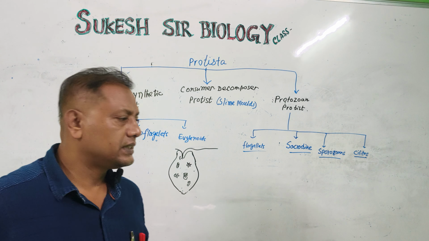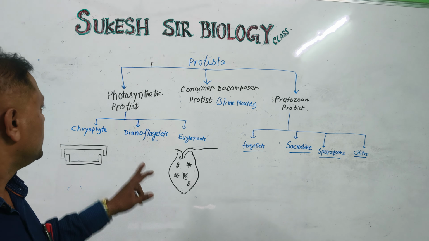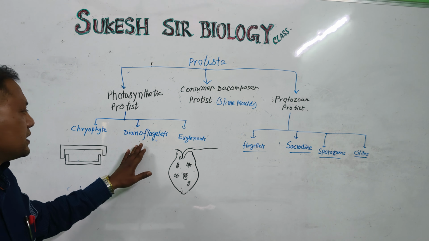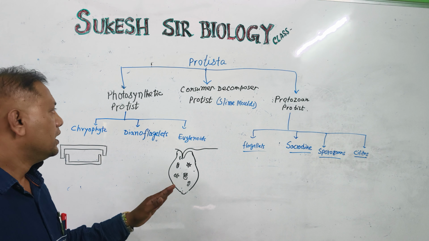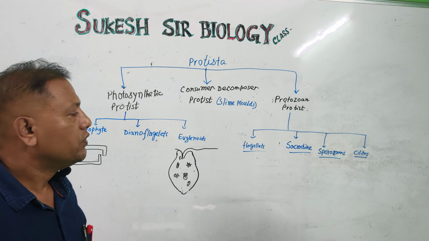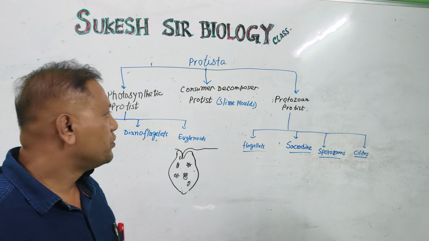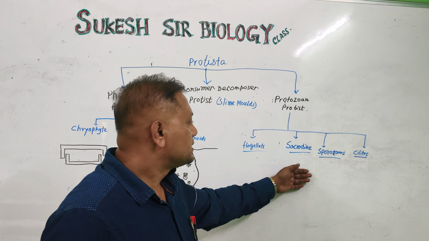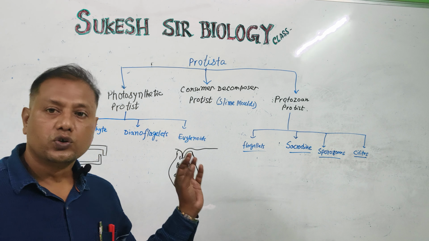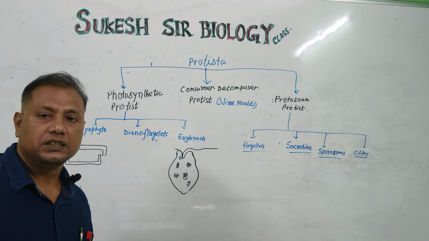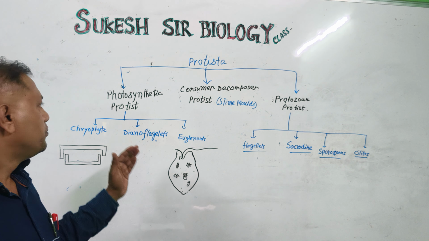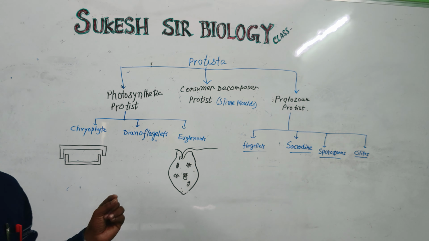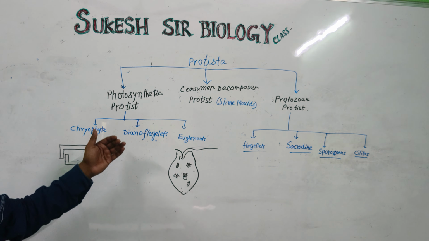Protista can be grouped into three main categories. The first category is photosynthetic protists. It is written, you can see also. In this we can get chrysophytes, dinoflagellates, and euglenoids. The next is consumer decomposer protists, where you can get slime molds. The last is protozoan protists. In this, some are flagellates, some are sarcodines, some are sporozoans, some are ciliates. These are the groupings or classifications of Protista. I think you are clear about it. So Protista can be grouped into photosynthetic protists, consumer decomposer protists, and protozoan protists. Next, we have to study each and every part of this grouping.